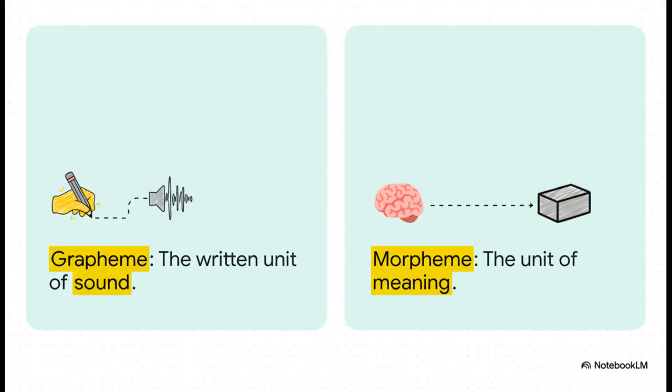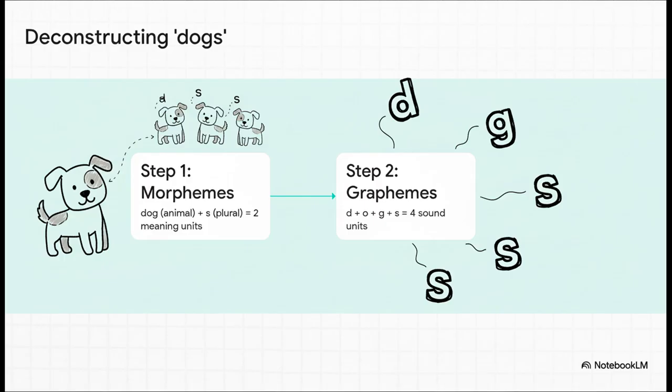So let's just lock this in. Graphemes equal sound. Morphemes equal meaning. Two different jobs. Let's see them in action. Check out the word dogs. Simple, right? But let's look at the meaning layer first. Here, we can see two morphemes. First, there's the free morpheme, dog, the furry animal. Then there's that bound morpheme s, which means more than one. So two units of meaning.